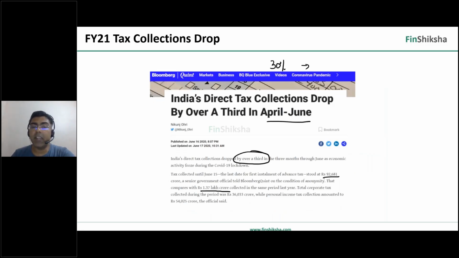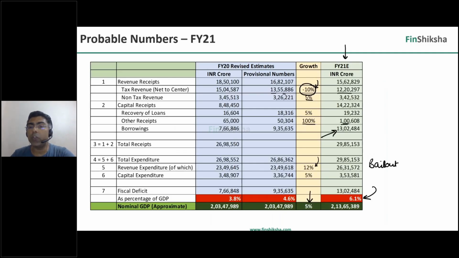It seems very evident that we are going to see a dip in taxes, tax collections, right? It is evident or fairly likely that disinvestment is going to be fluid. We don't know what's going to happen there, and expenses are going to be higher.